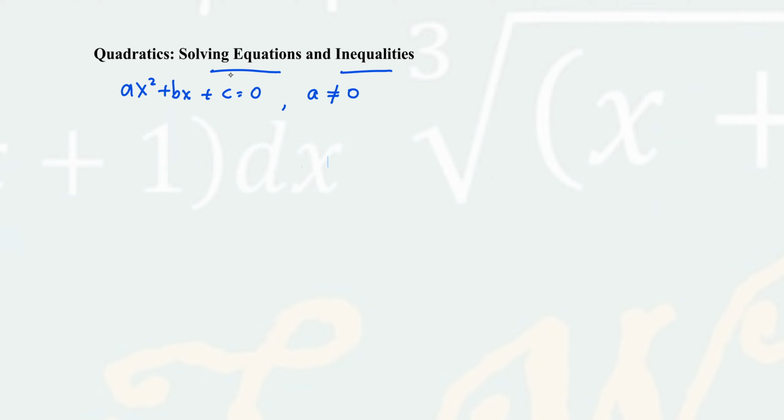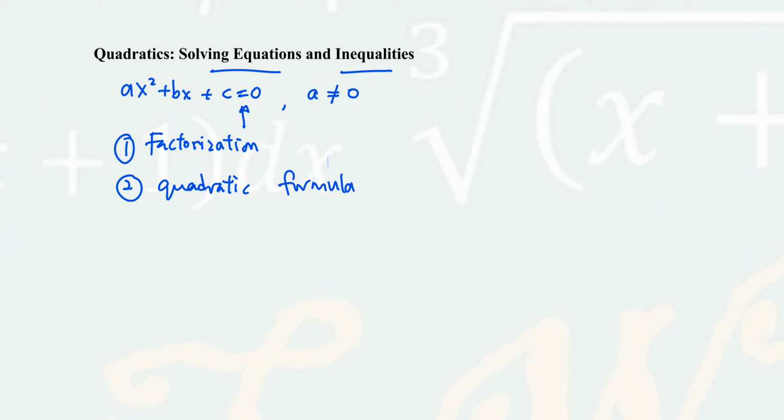Okay, so now basically to solve the quadratic equation, we must have an equal sign over here. Therefore, this is called an equation. And basically, we have three methods. The first method is by using factorization. The second method is to solve using the quadratic formula. And the third method is to solve using completing the square.